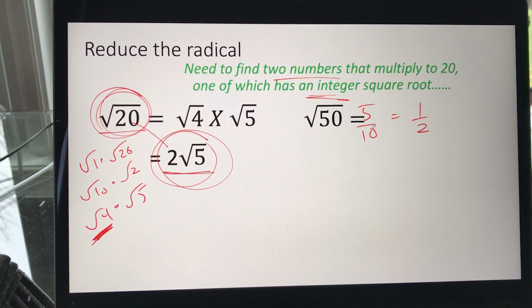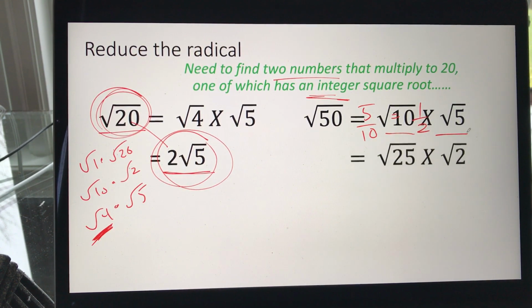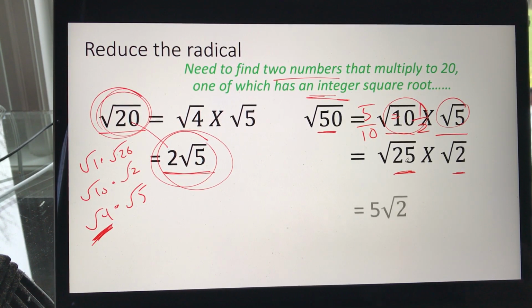Okay, suppose you had root 50, which I should have written there. Suppose you have root 50. Well, root 50 is equal to root 10 times root 5, which doesn't help us at all. I don't know the square root of 10, and I don't know the square root of 5. Doesn't help me. But I know root 50 can be written as root 25 times root 2. And this does help us, because root 25 is 5. I can take the square root of 25, which is 5. So this ends up being 5 root 2. This is 5 times root 2.